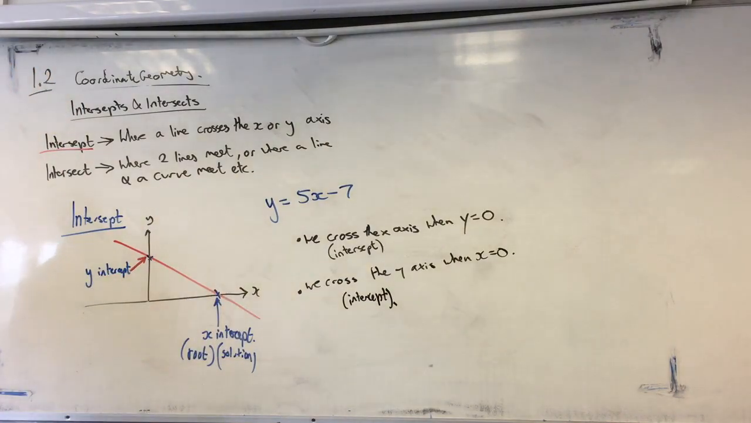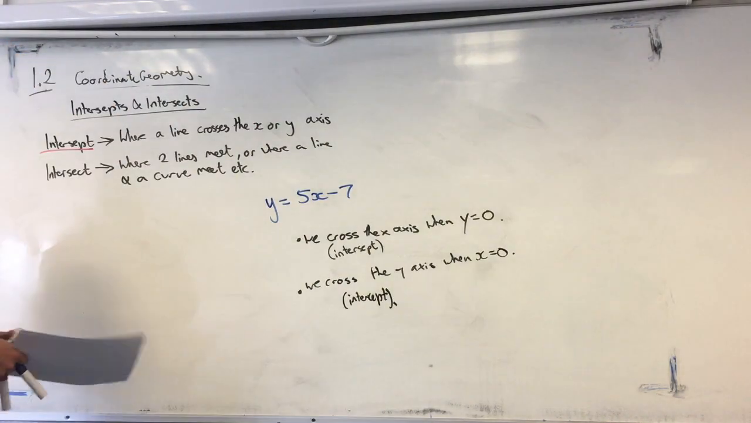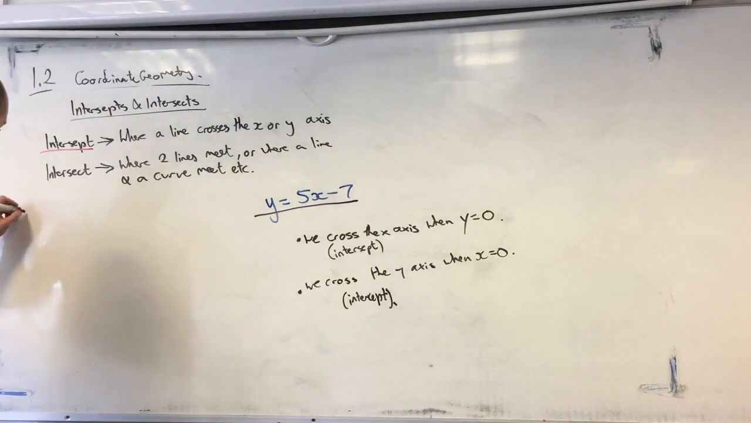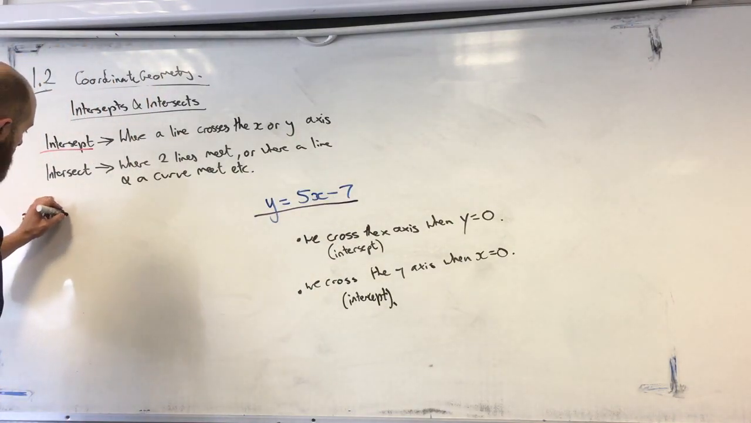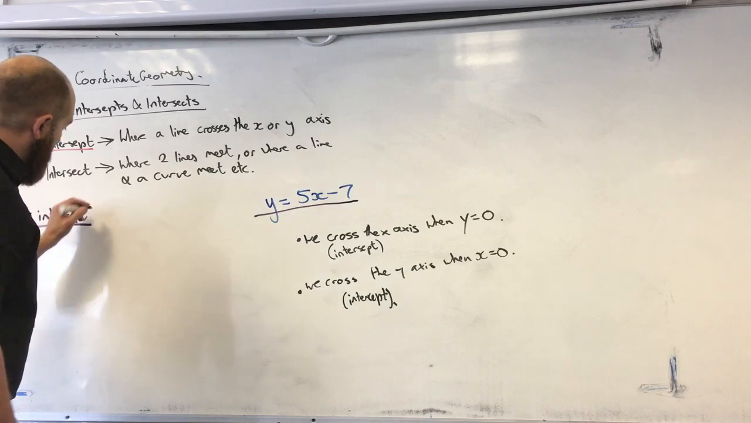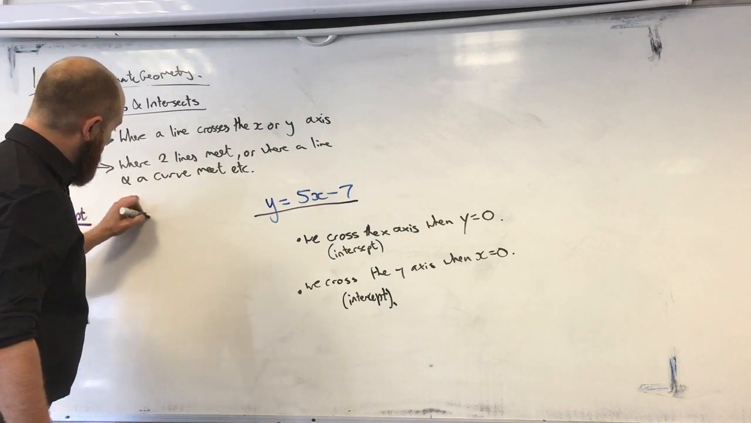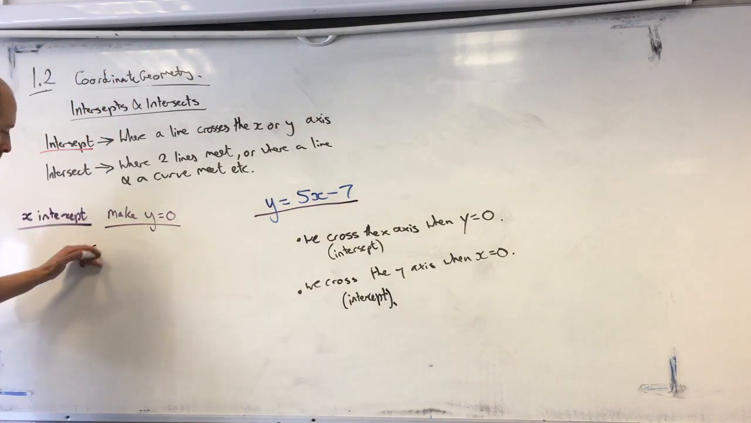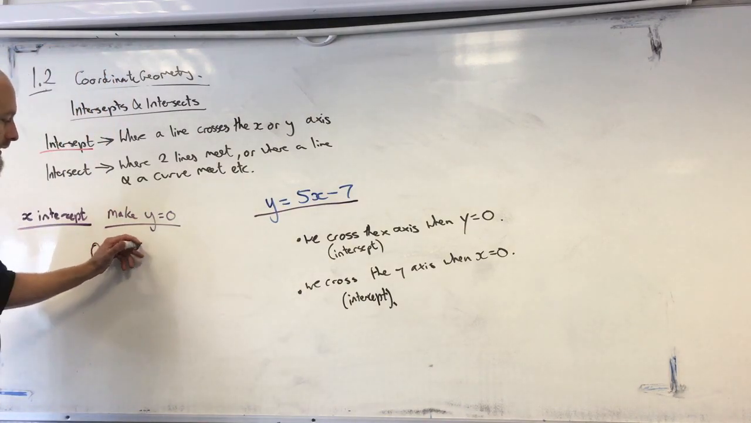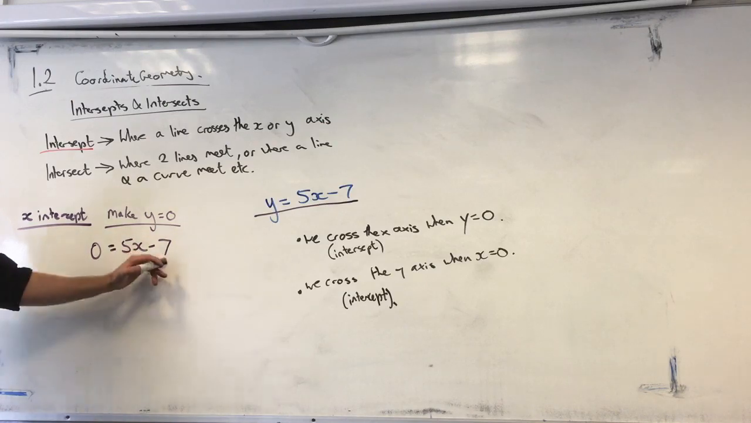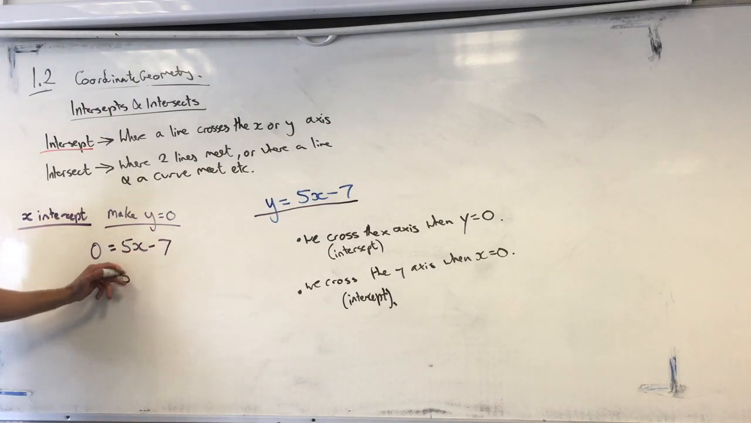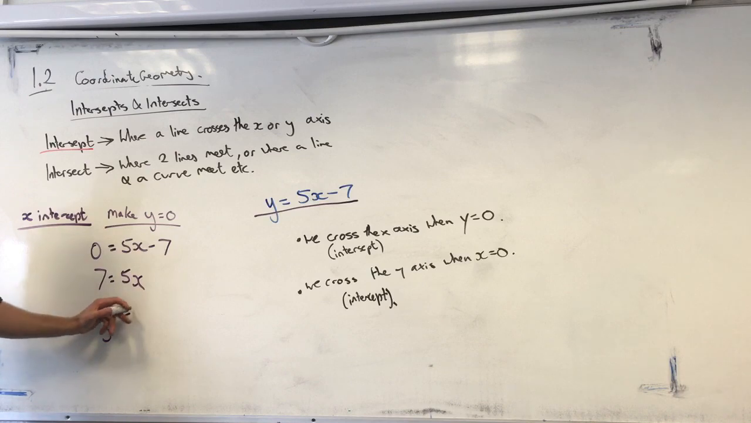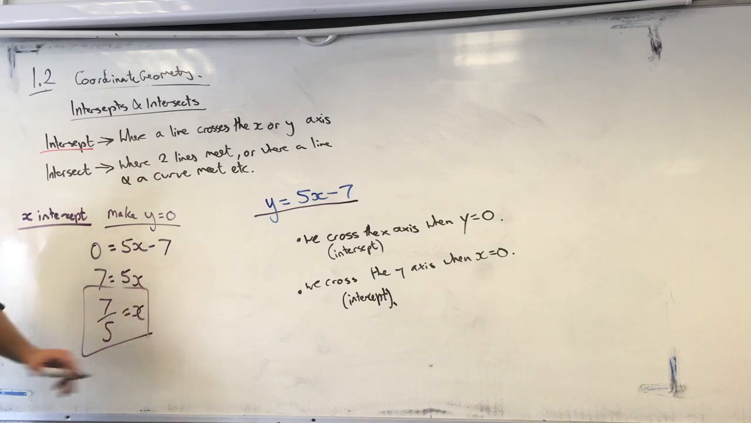So let's get rid of this for a second. So if I want to find the x-intercept of this, I'm going to make y equals 0. So in this equation, we'll say 0 equals 5x minus 7. Add the 7 over and divide by 5. So our x-intercept is 7/5.